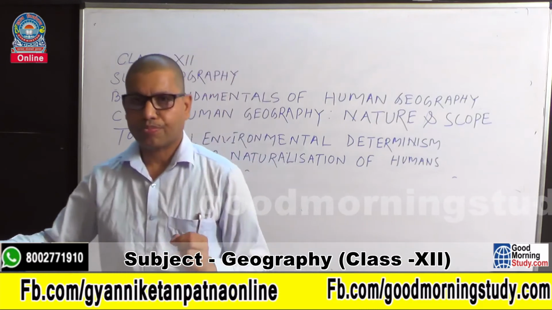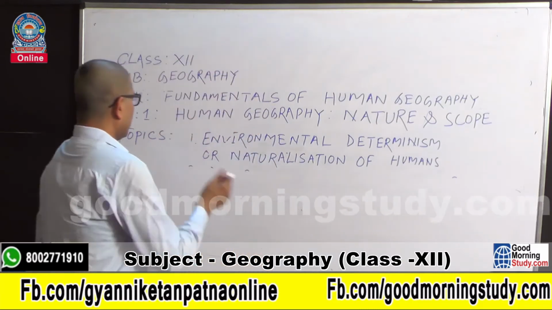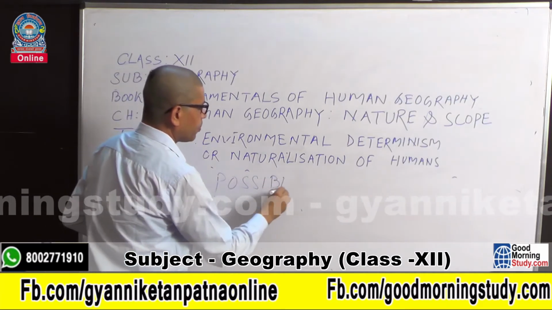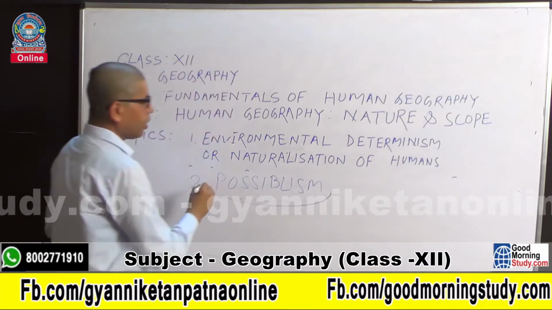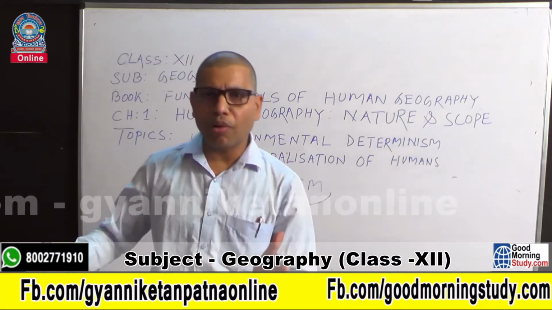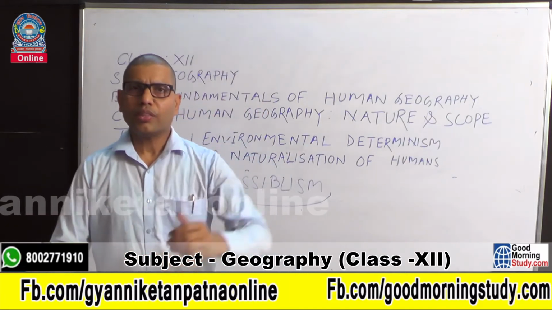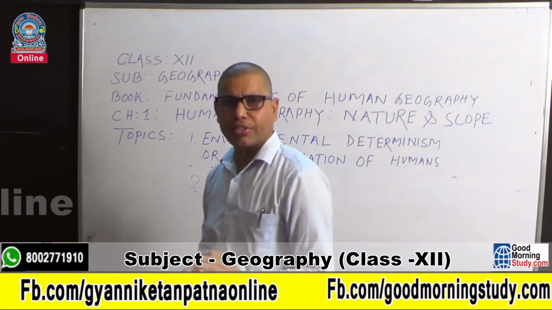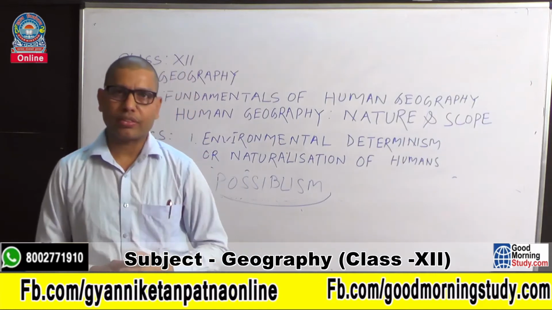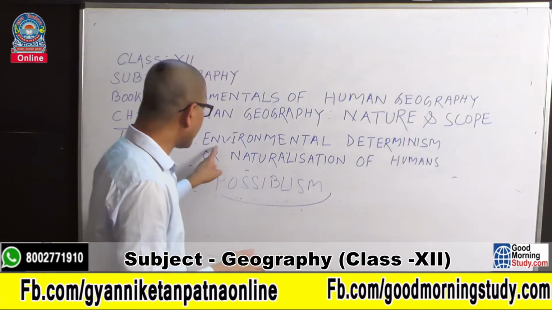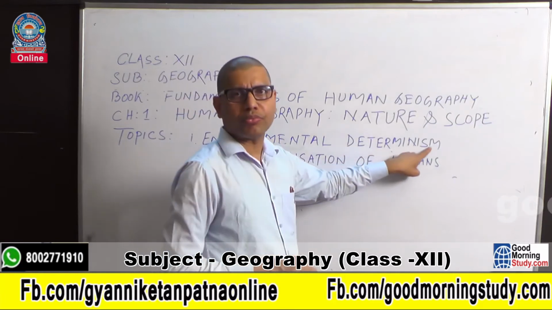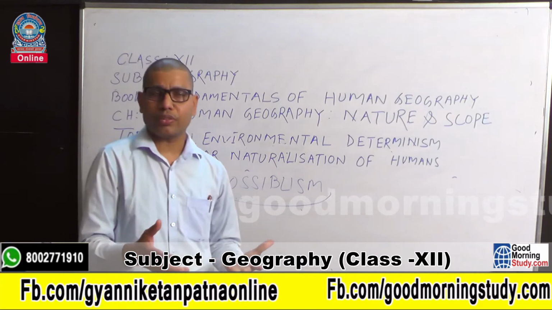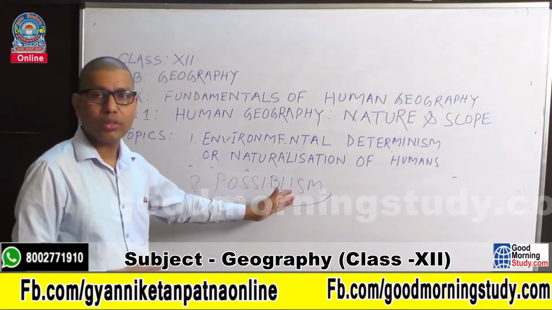Now, let us come to understand possibilism, or humanization of nature. French geographers like Lucien Febvre and Blache refused to accept the concept of environmental determinism, and they introduced a new concept called possibilism.